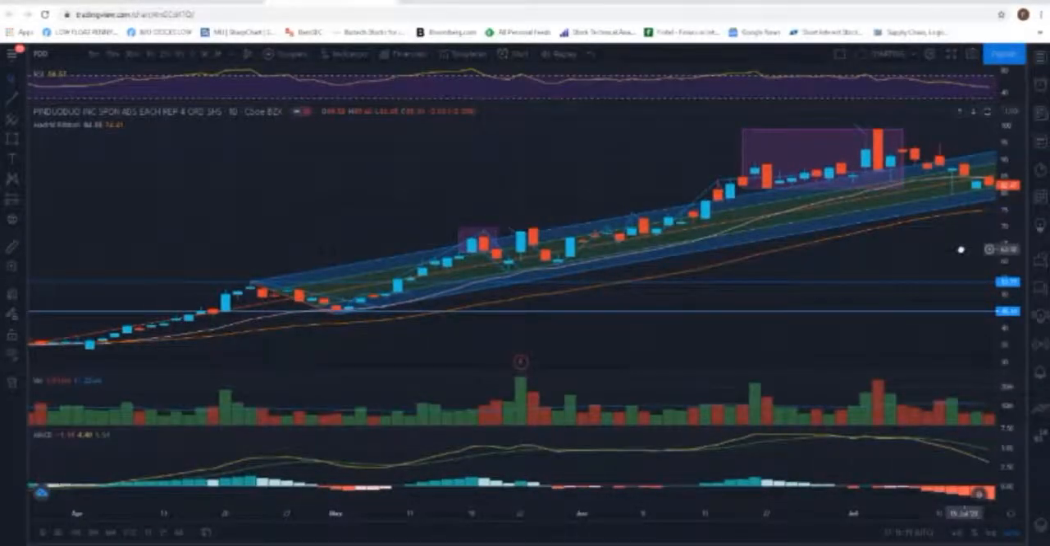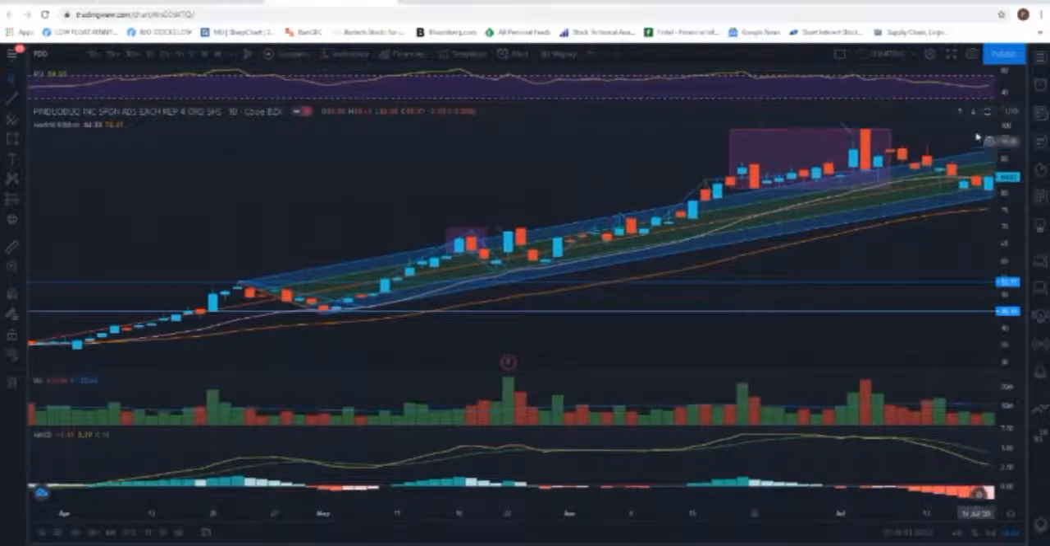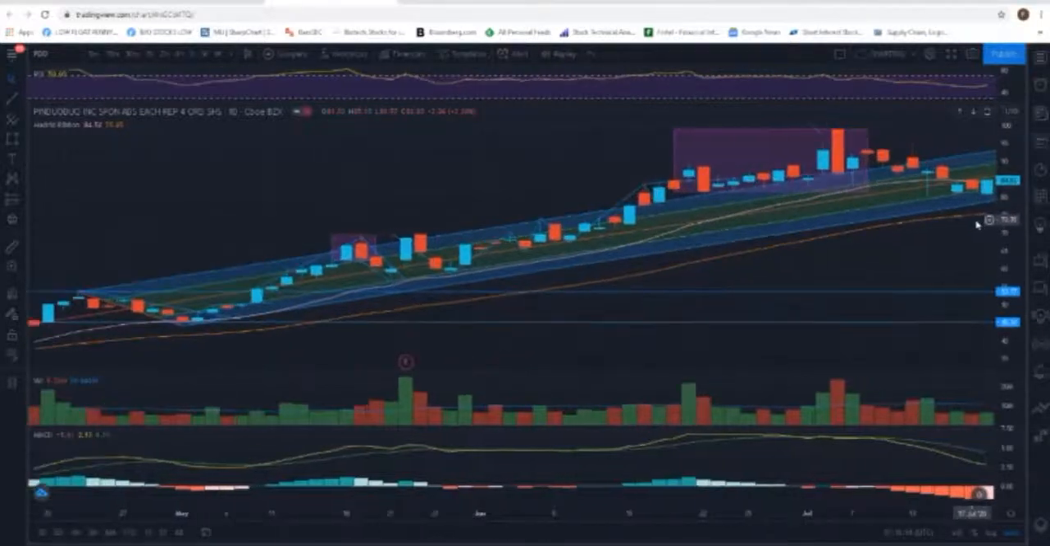What do you know? Third day, another red day. Still making noise. Boom. Right here. Okay now. What do we got? RSI starting to curl back up. Look where it started to respond in the area. Look at this green line right here.